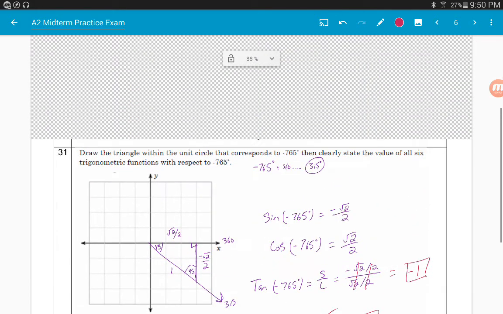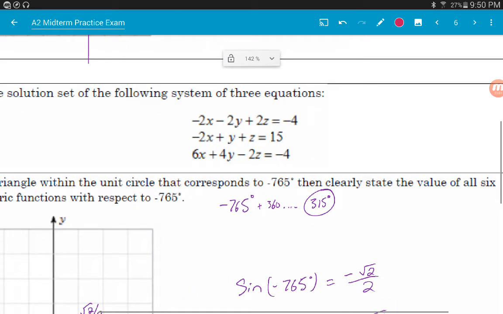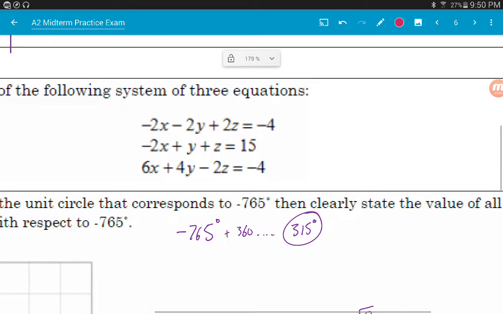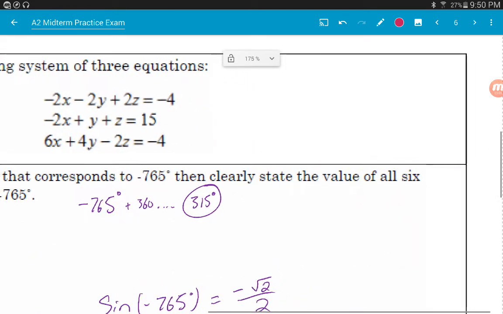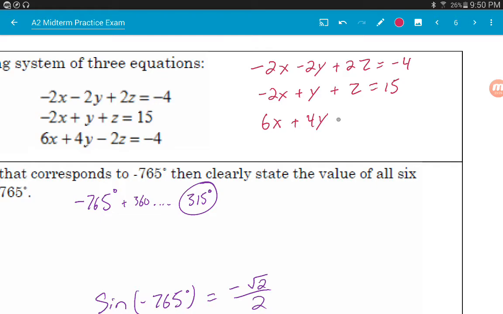All right, last one, the tedious one. Question number 30. Identify the solution set of the following system of 3 equations. Now, I'm just going to rewrite these so I can pull them over to loose leaf. Negative 2x minus 2y plus 2z is equal to negative 4. Negative 2x plus y plus z equals 15. And 6x plus 4y minus 2z equals negative 4.